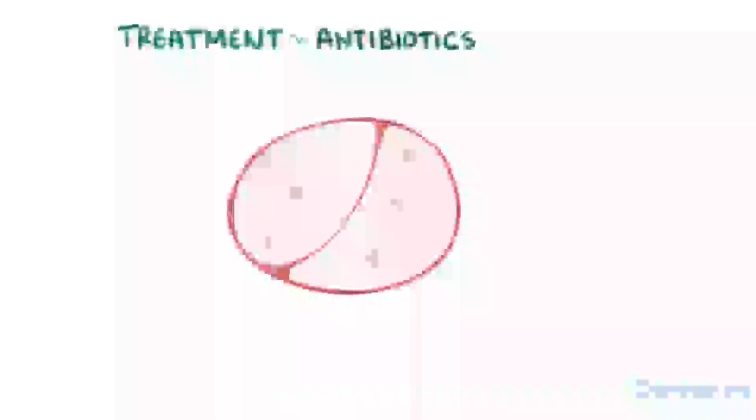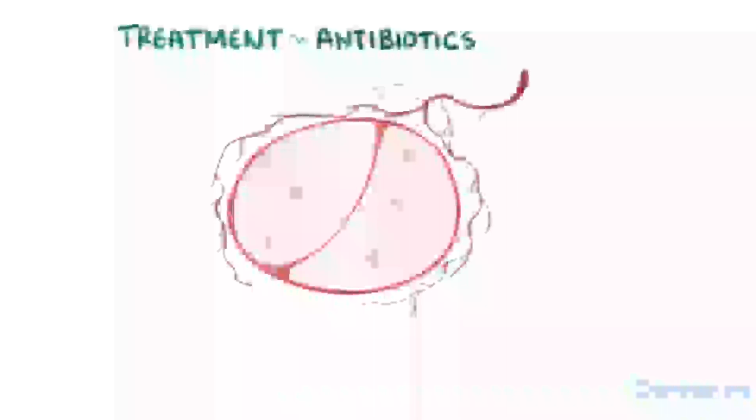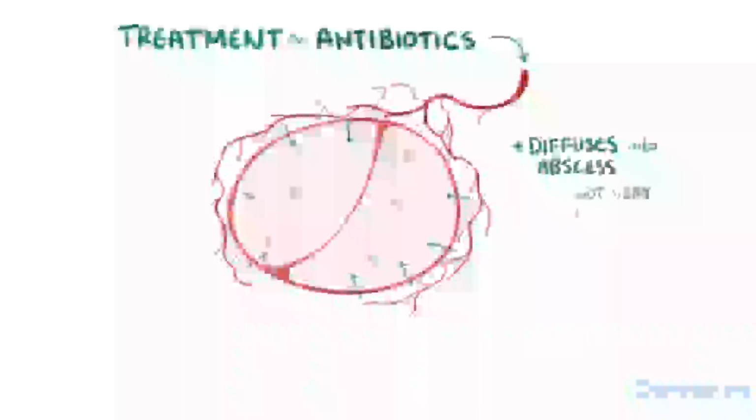Generally speaking, infections are treated with antibiotics alone, but in order for antibiotics to work, they need to first reach the bacteria, and that's usually done through the bloodstream. Since abscesses don't have blood vessels inside them, the antibiotics can only diffuse into the abscess, and that's not very effective, especially when dealing with a large abscess.